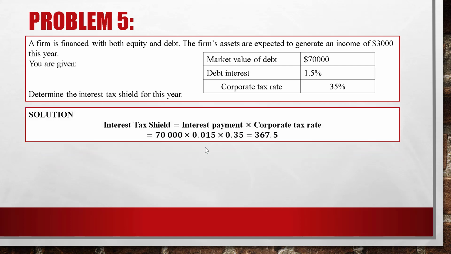The interest tax shield is the interest payment times the corporate tax rate. And the interest payment here is the market value of debt times the debt interest. So we basically have to multiply these three numbers in the second column together. So the interest tax shield should be 367.5.